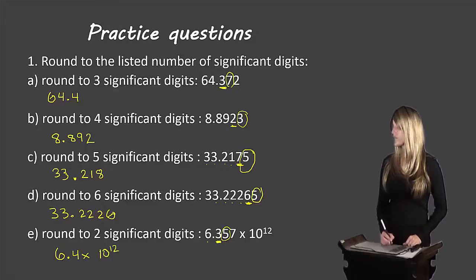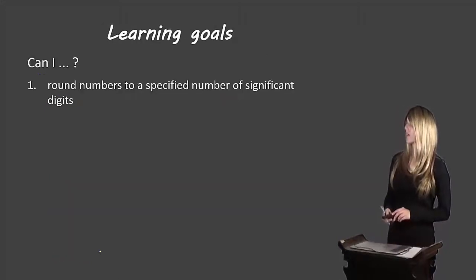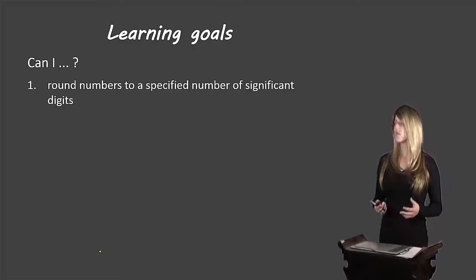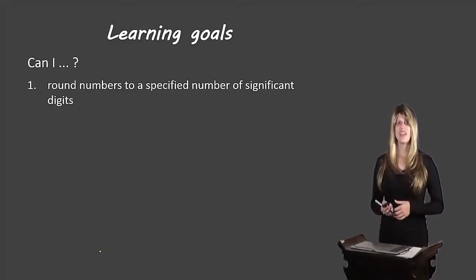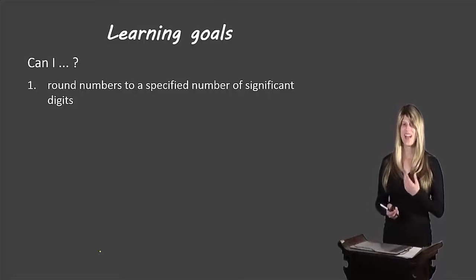So let's take another look at our learning goal. You should be able to round numbers to a specified number of significant digits. If you can do this, fantastic. If not, please re-watch the video. And if you're still having trouble, come ask me in class tomorrow.